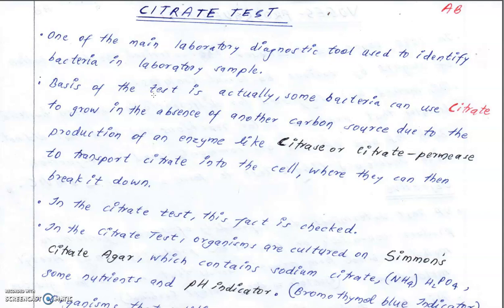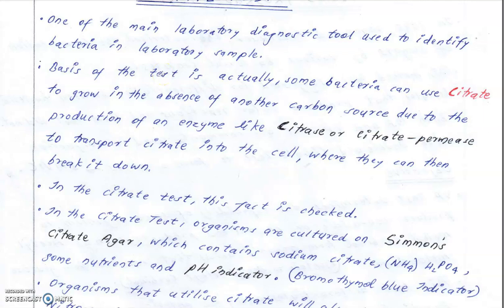The citrate test is one of the main laboratory diagnostic tools used to identify bacteria in the test sample. The basis of the test is that some bacteria can utilize citrate in the absence of other carbon sources. They produce a variety of enzymes like citrase or citrate permease to transport the given citrate into their cell, where they break it down to smaller molecules to enhance their metabolic processes. So if there is no other carbon source, some bacteria can utilize the citrate given in the medium.